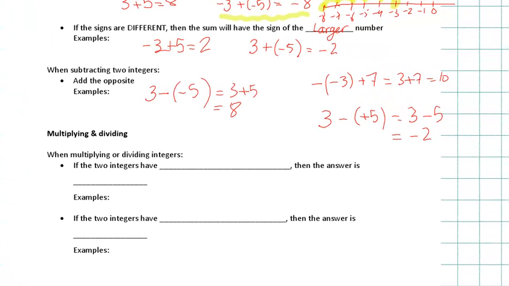All right. Moving on to multiplying and dividing integers. So the multiplying and dividing integers follow exactly the same rule. So if the two integers have the same sign, then the answer is positive.